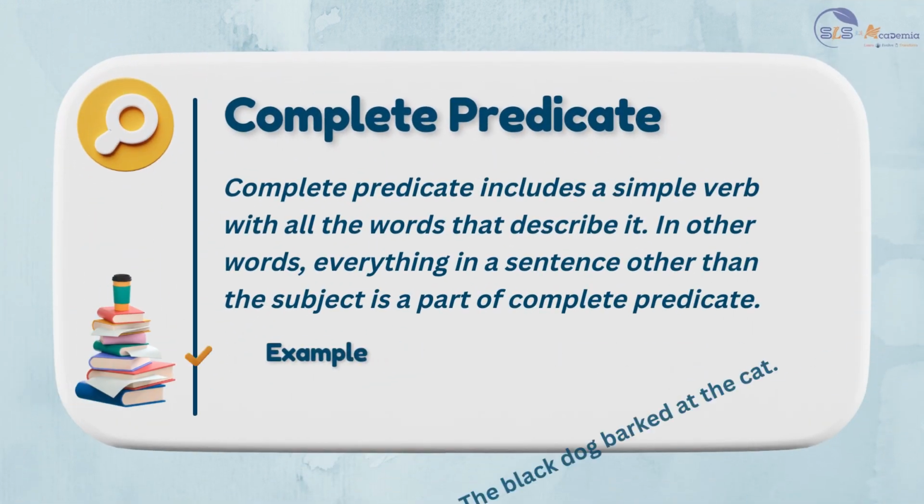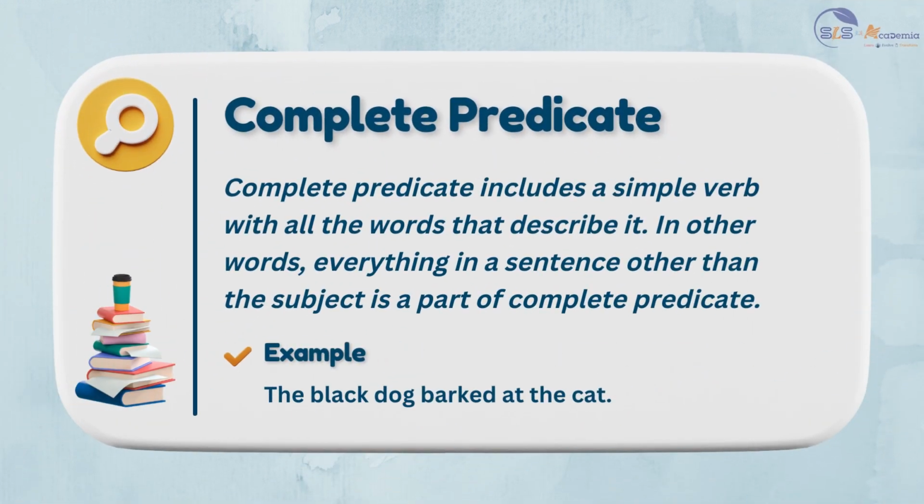Complete predicate includes a simple verb with all the words that describe it. In other words, everything in a sentence other than the subject is a part of the complete predicate. For example, in the sentence, the black dog barked fiercely at the cat, barked fiercely at the cat is the complete predicate.